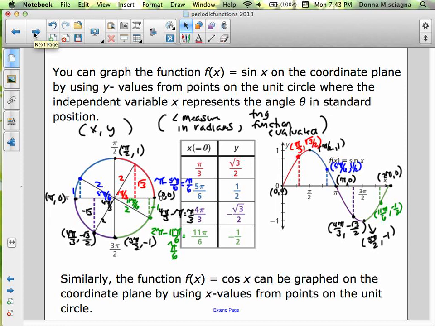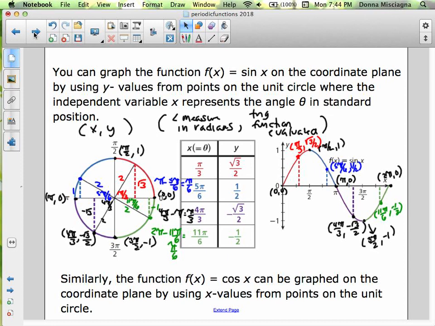You can graph the function f of x equals sine x on the coordinate plane by using y values from the points on the unit circle, where the independent variable x represents the angle theta in standard position. So x is the angle in radians and y is the value of sine for that particular angle. And those all come from our special right triangles that we learned in the previous set of lessons.